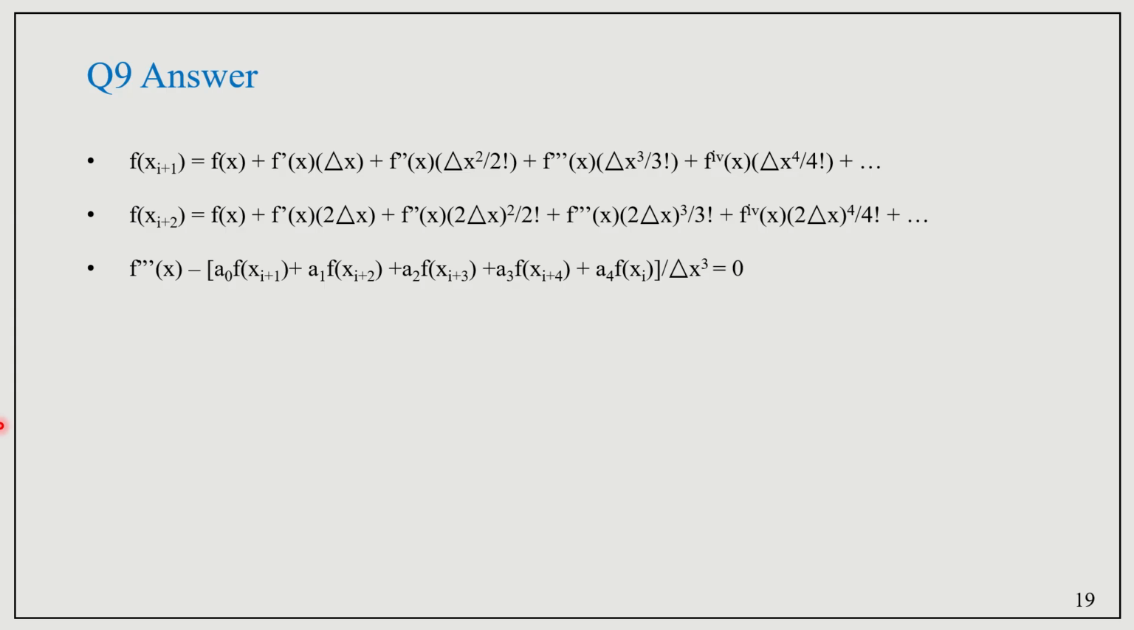Now what will we do? We'll write d cube f by dx cube. So it is f triple dash of x and it involves these terms, like f of x at i plus 1, f of x at i plus 2, f of x at i plus 3, f of x at i plus 4 and f of x at i, divided by delta x cube equal to 0. So this is the general format of the equation, which is given in the question as well. For now we will assume all the coefficients as a0, a1, a2, a3 and a4, rather than the coefficients given in the question.